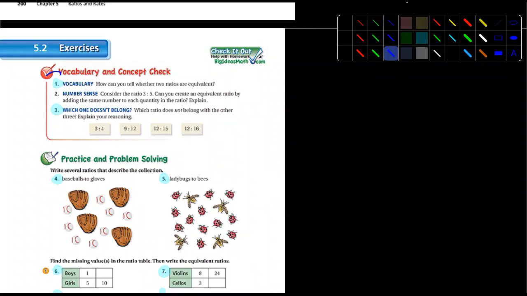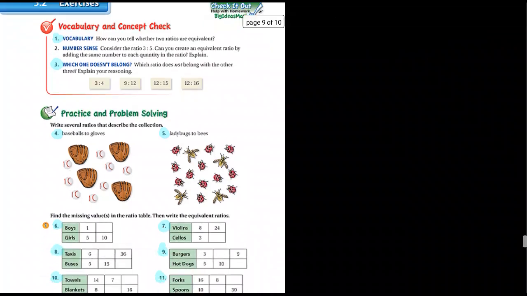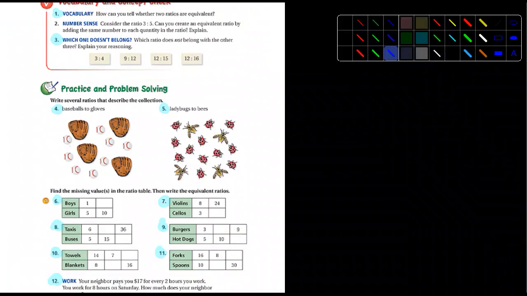Let's take a look here. Number 1, you should be able to answer. How can you tell whether 2 ratios are equivalent? Well, one way is to reduce them and see if they're the same. And I gave you several examples of that just a few minutes ago. Number 3, it says which one doesn't belong. Well, you guys should be able to do that one. Well, I go over 15 minutes sometimes. It's okay. Number 4 and 5.